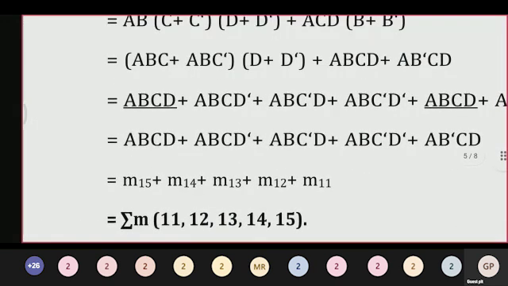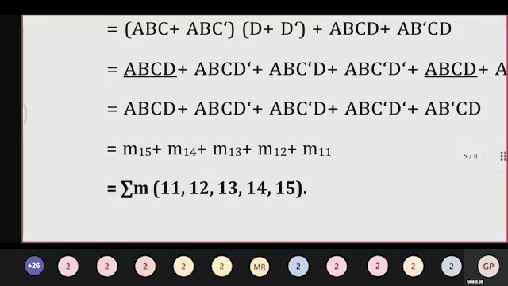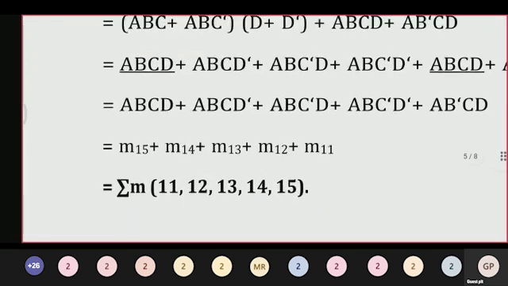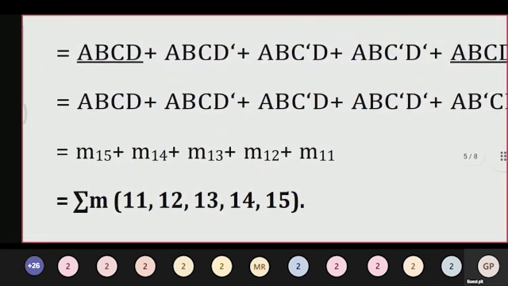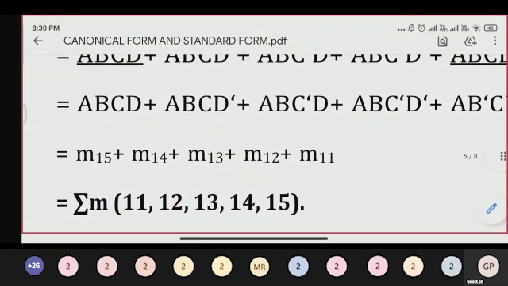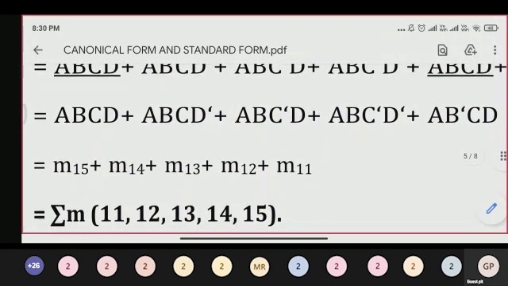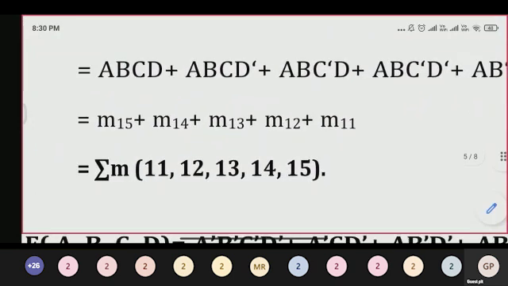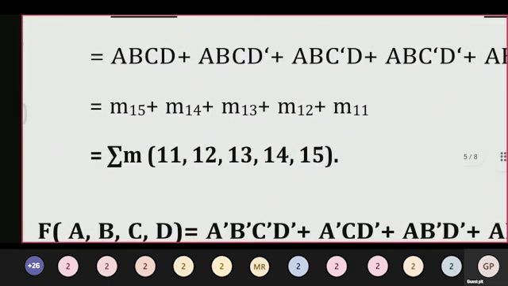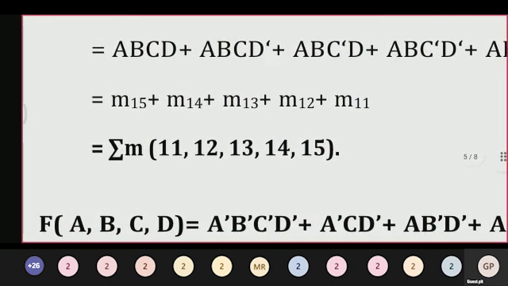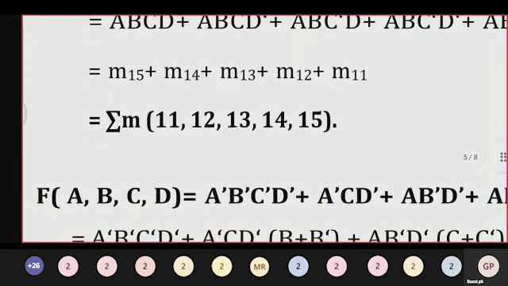Now you have to write the corresponding min terms for each product term. ABCD is nothing but 1, 1, 1, 1. 1, 1, 1, 1 corresponds to the min term 15, and ABCD bar is nothing but 1, 1, 1, 0. 1, 1, 1, 0 corresponds to the min term 14, and ABC bar D corresponds to the min term M13, and ABC bar D bar corresponds to the min term 12, and AB bar CD corresponds to the min term M11. Finally, you need to write all the min terms: summation of min terms 11, 12, 13, 14, 15.